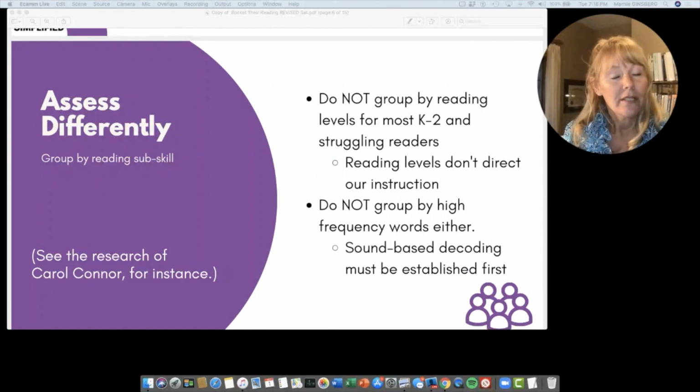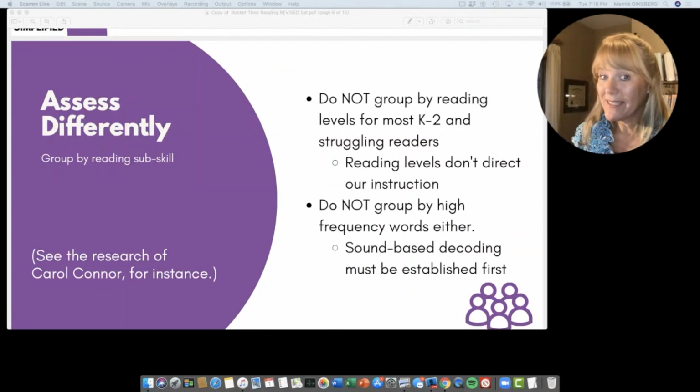Yeah, Sarah, that's a good point. That study is from 2005, and yet we're still on the same, with the same traditions of emphasizing the leveled text as the way to group our students and the way to decide what to teach them. So it is a weakness. So what we're saying instead of assessing by reading level is, what if you assess by reading sub-skill?